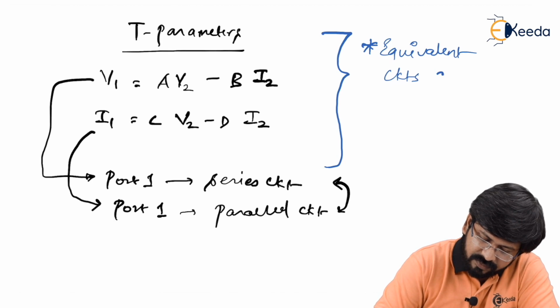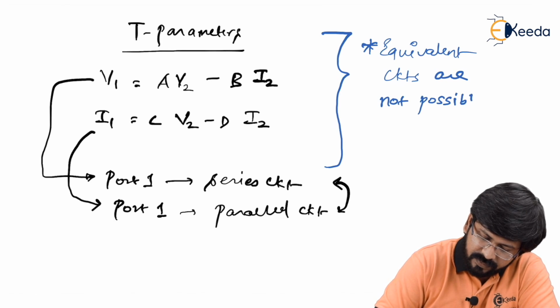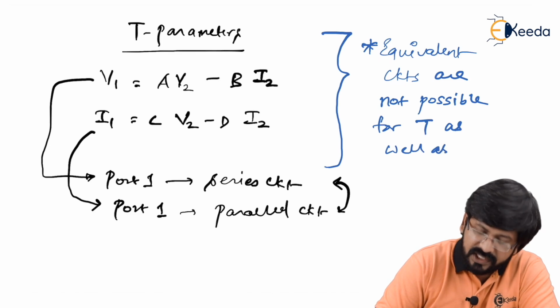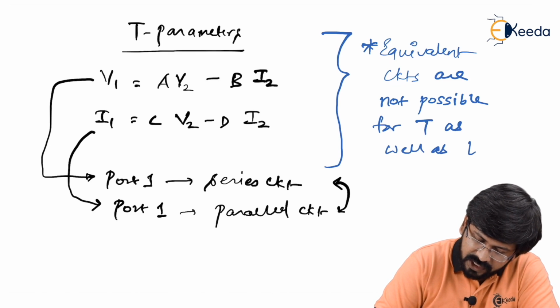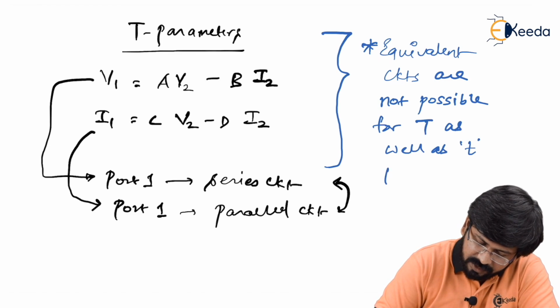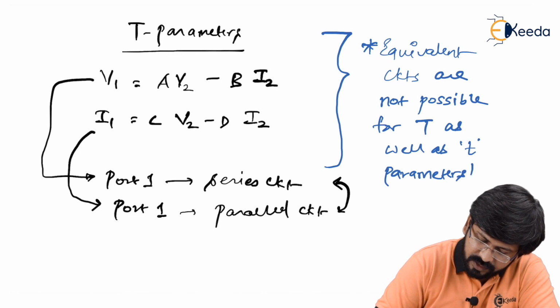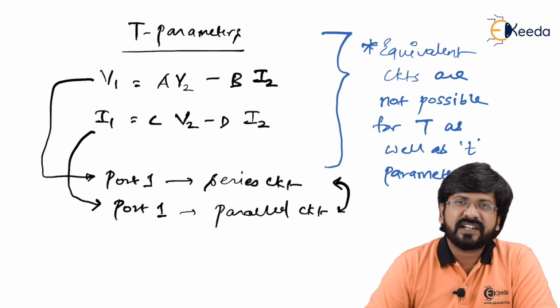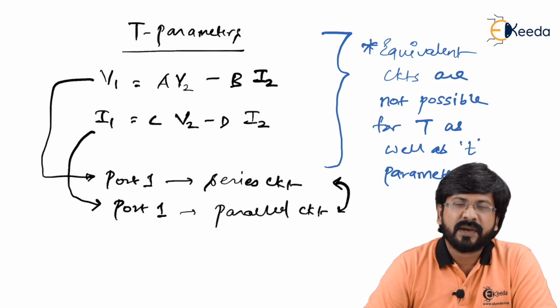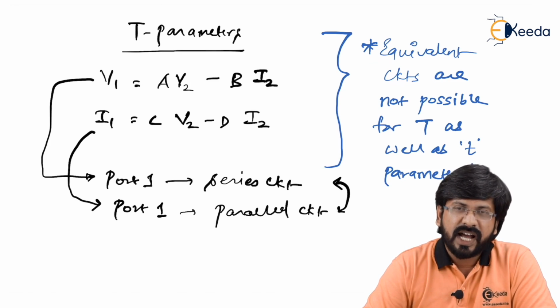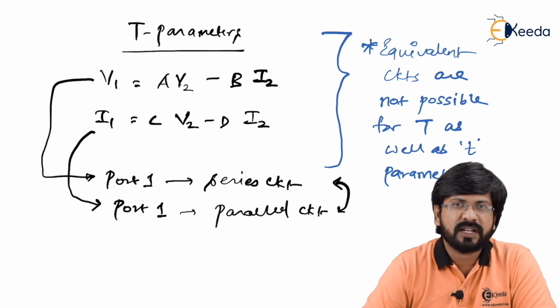Equivalent circuits are not possible for T as well as inverse T, which is supposed to be indicated as small t parameters. So don't forget this. Equivalent circuits can be drawn only for Z parameter, Y parameter and H parameter, as well as for inverse h parameters also, but not for T parameter and small t parameters.